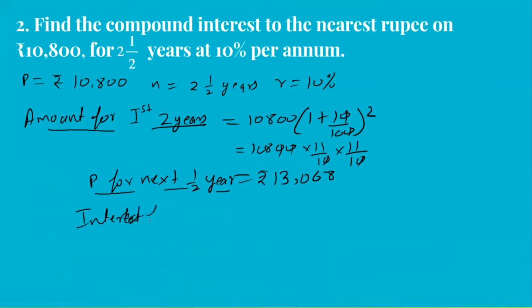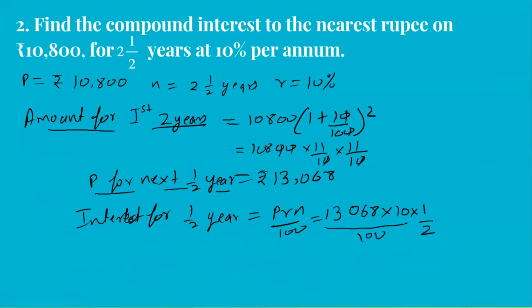Interest for a half year. We will use the formula of simple interest, that is PRN upon 100, where the principal is now 13,068, rate is 10%, and N is half year, so 1 upon 2, upon 100 here.